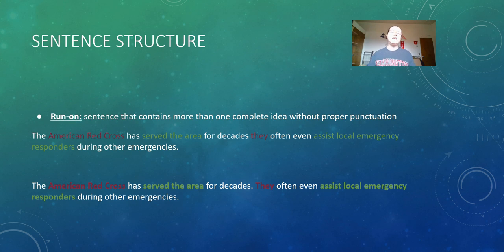So if we look at this here, the first sentence reads, the American Red Cross has served the area for decades. They often even assist local emergency responders during other emergencies. Okay. So we can see here that there are two thoughts going on, and as the reader, I might be confused as to how I should read this.